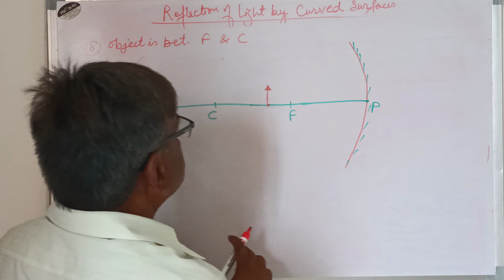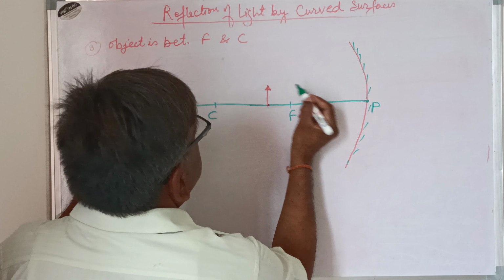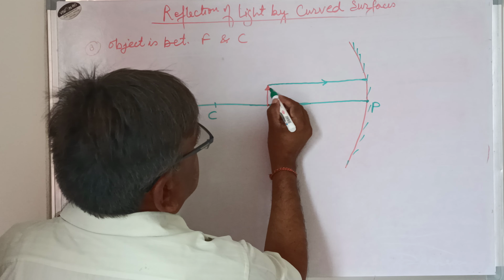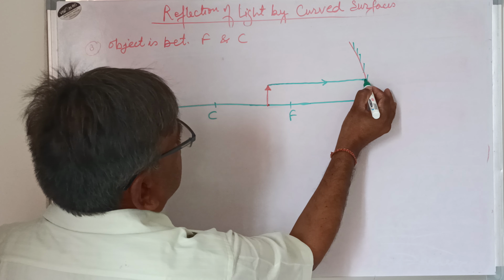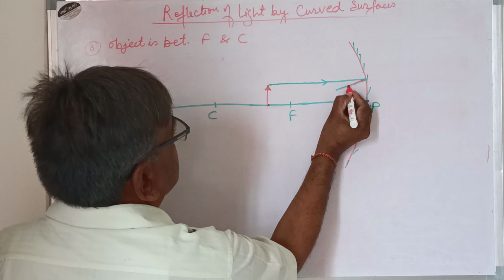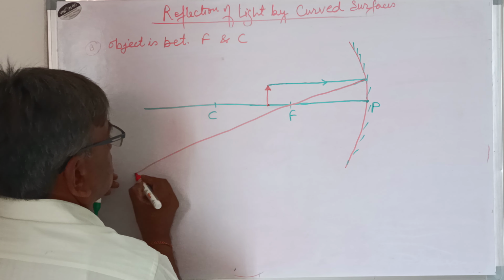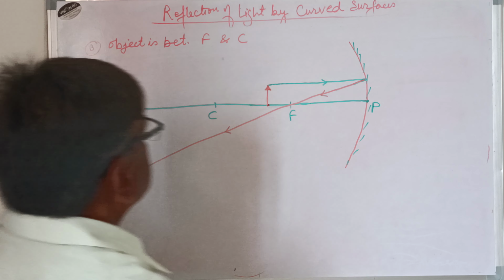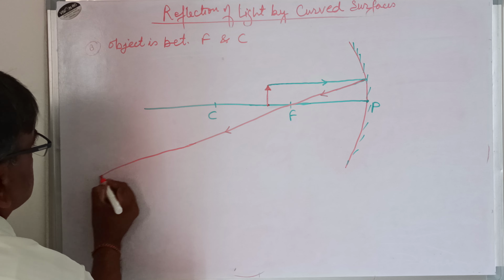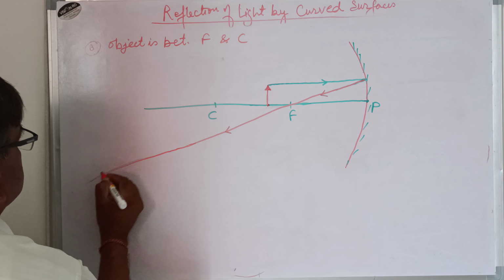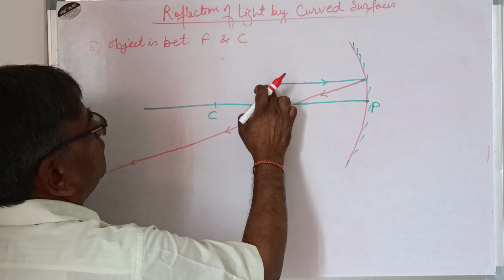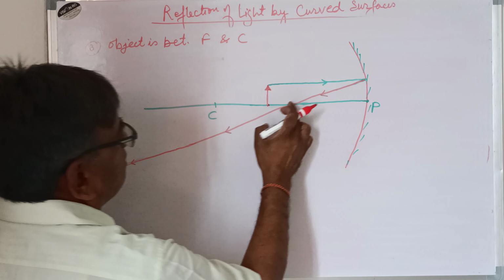Now it starts a ray parallel. Take the first ray from this tip of the image, the head of the image. It comes in this direction, is incident on the mirror and is reflected. So where will it pass through? It will go through the focus. This is the reflected ray. This passes through the focus. A ray from this point of the object, when it falls on the mirror, is reflected in this direction.